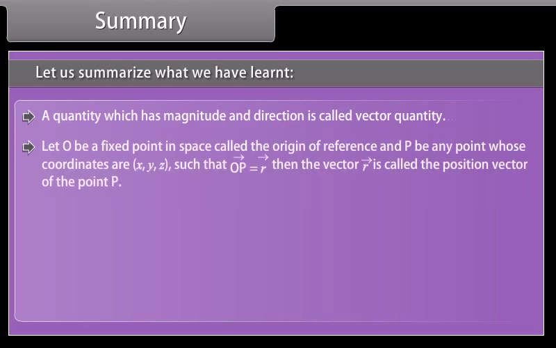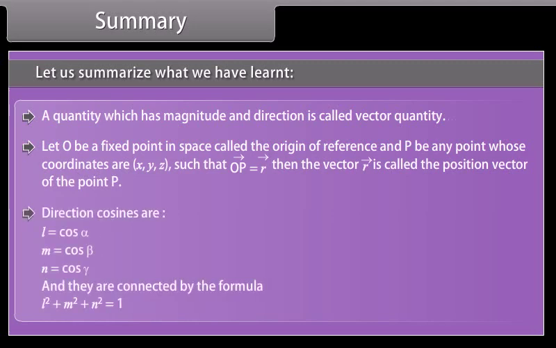Let O be a fixed point in space, called the origin of reference, and P be any point whose coordinates are x, y, z such that vector OP is equal to vector R, then the vector R is called the position vector of the point P. Direction cosines are l equals cos alpha, m equals cos beta, n equals cos gamma, and they are connected by the formula l squared plus m squared plus n squared equals 1.